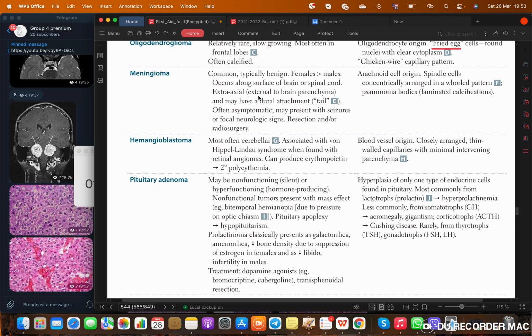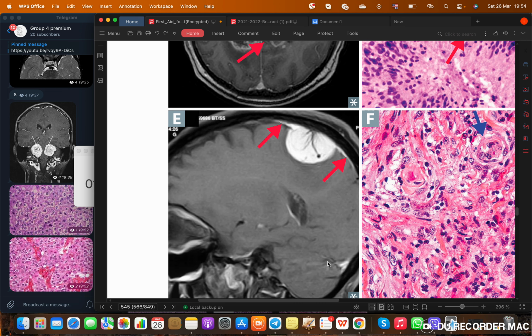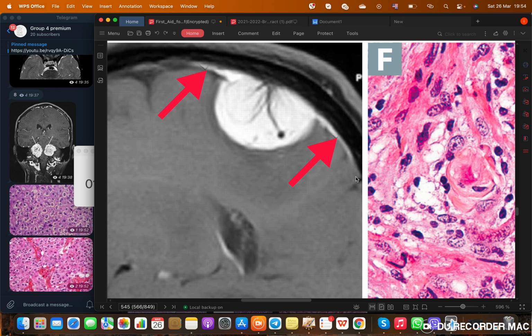Okay, so in ladies more than men, because it's stimulated by estrogen, and it occurs along the surface of the brain or the spinal cord. So think about it logically. It will be to the outside, right? It will be to the outside of the brain. As you can see here, this is the brain, and it's to the outside of the brain. They put an arrow here, which is the tail of the tumor. Any meningiomas, doesn't matter, it's in the spinal cord or in the brain, it will have a tail, okay?